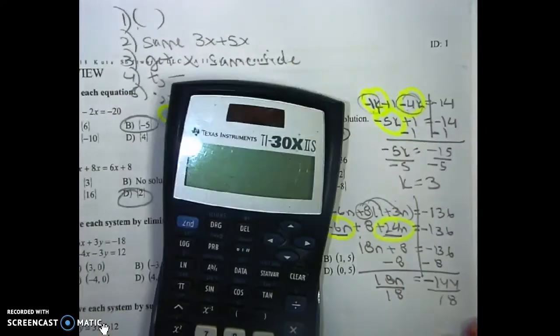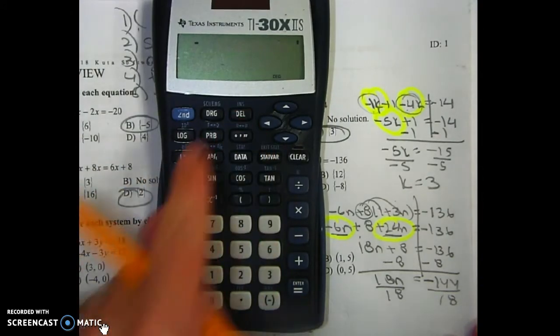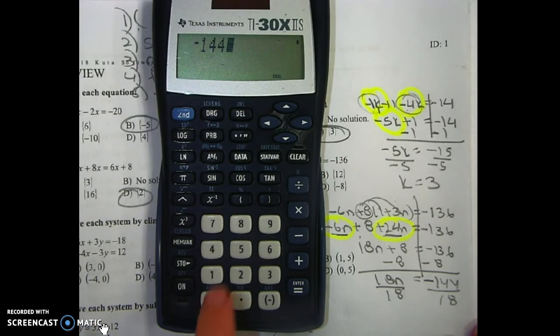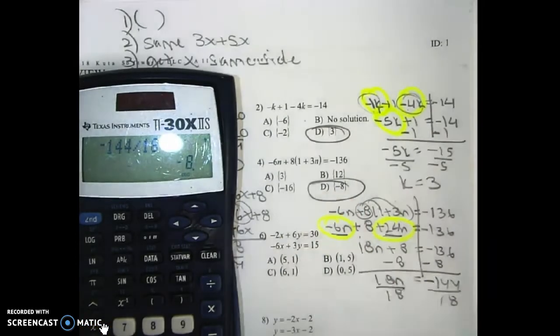And this is something, I'm not that cool, so I'm going to use my calculator. I'm going to type in negative, oops, not too many negatives, 144 divided by 18. And I get -8, which is letter D.